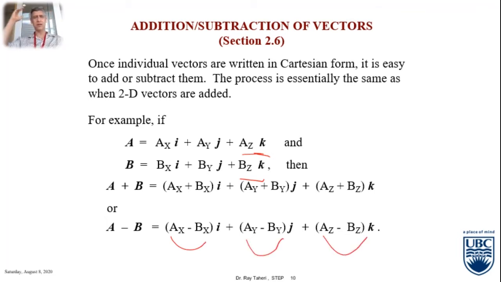What if you have 5 or 10 vectors? The same thing. All the x's together, all the y's together, all the z's together with respect to the sign, and then at the end you will get one vector with one x, one y, and one z. And that makes it significantly simpler than any other geometrical representation.